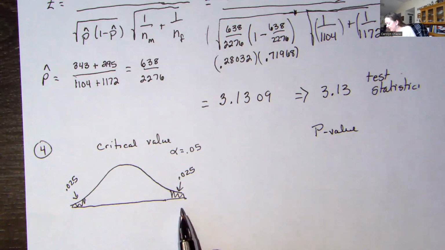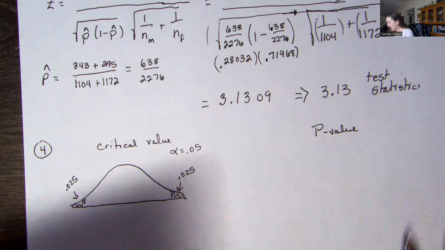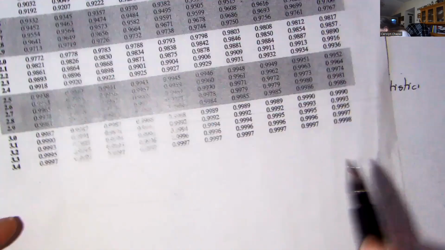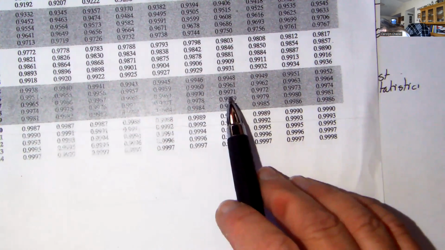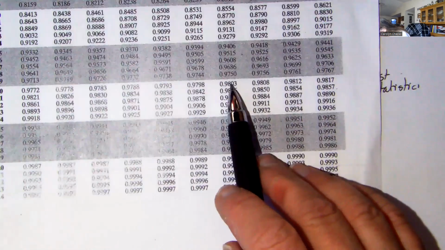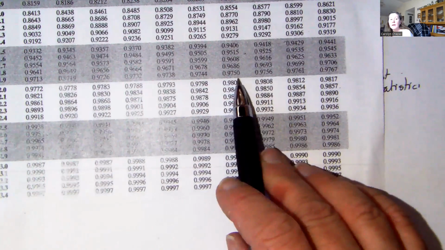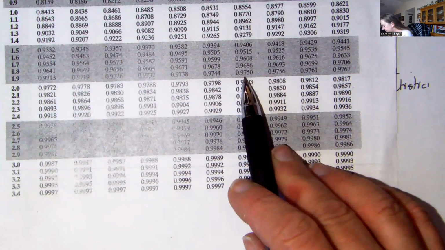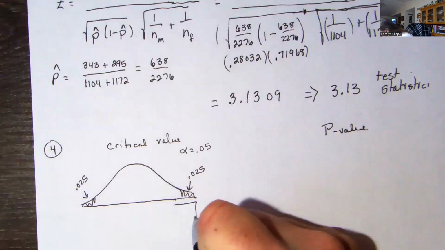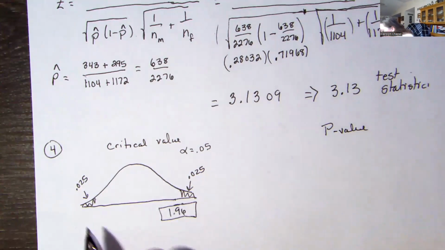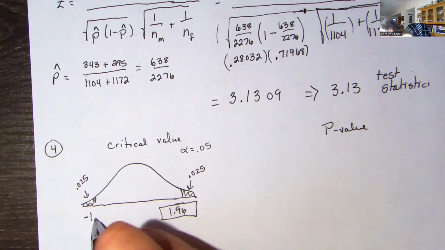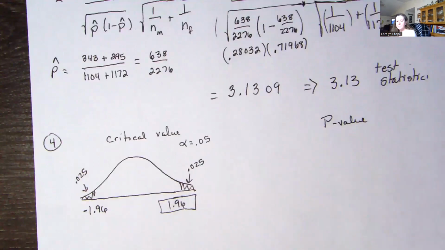If I look under this one, find this guy, find 0.975, inside, there it is. And that is 1.96. So this is my critical value here, 1.96. And it is symmetric about 0. So this is a negative 1.96.